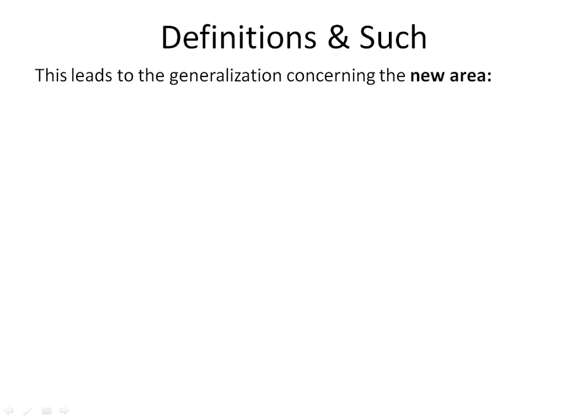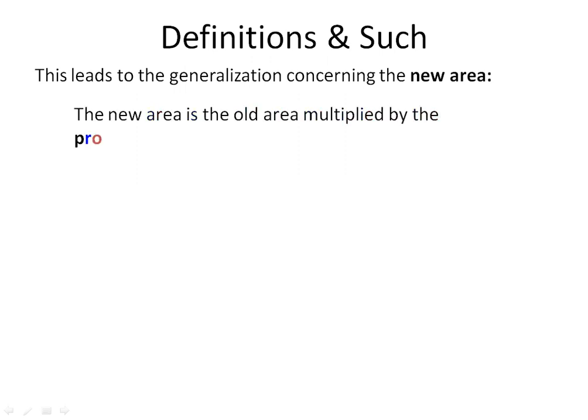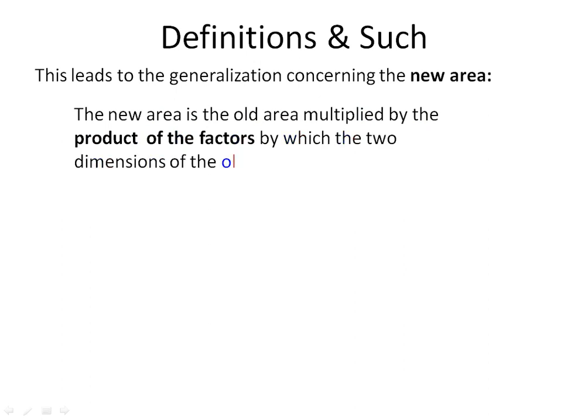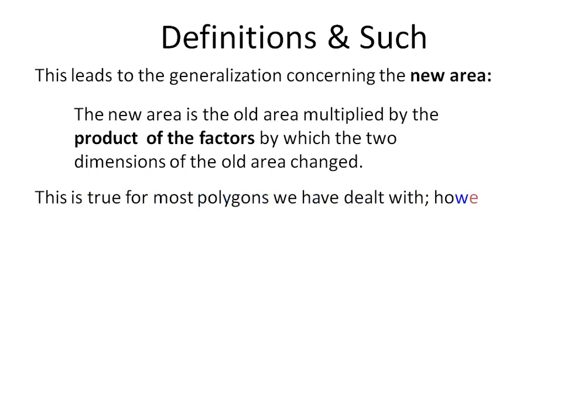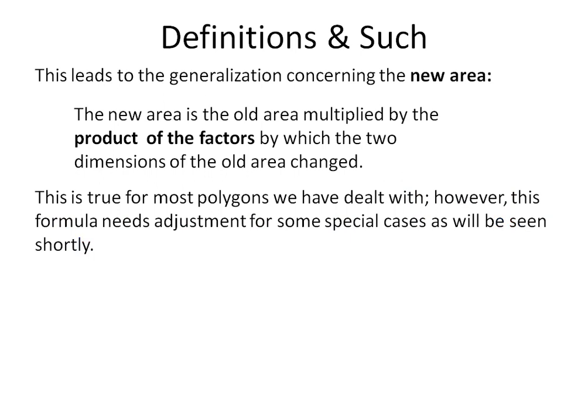Okay, so this leads to a generalization concerning the new area. The new area is the old area multiplied by the product of the factors by which the two dimensions of the old area changed. This is true for most polygons we have dealt with. However, this formula needs adjustment for some special cases as will be seen shortly.